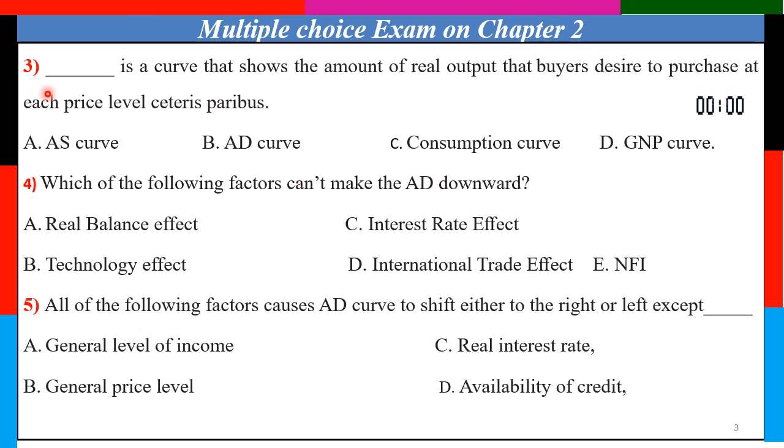Question number 3. Dash is a curve that shows the amount of real output that the buyers desire to purchase at each price level, ceteris paribus. A. Aggregate supply curve. B. Aggregate demand curve. C. Consumption curve. D. GNP curve.